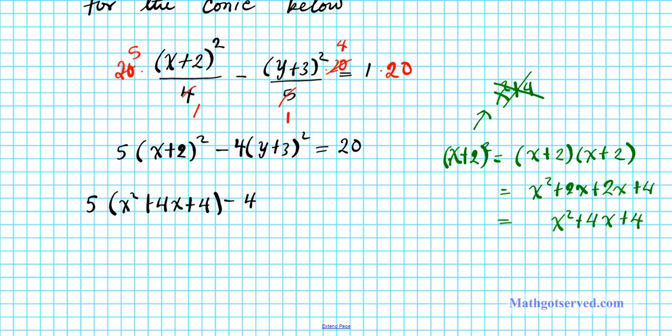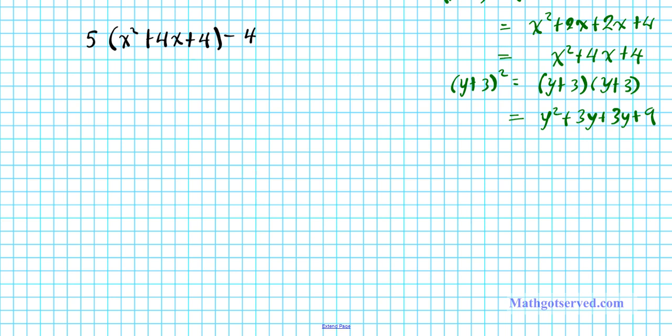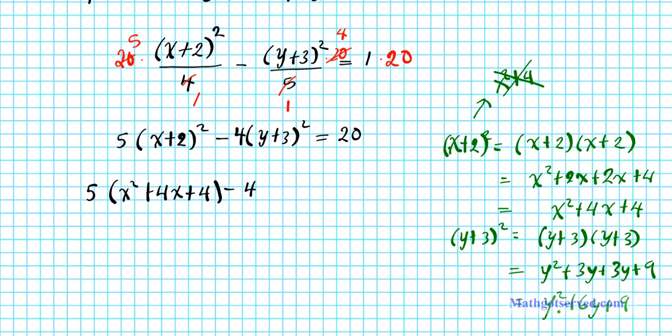And then the same story here, the (y plus 3) squared. Let's figure out what that is. (y plus 3) squared is y plus 3 times y plus 3. If you expand that, you have y squared plus 3y plus 3y plus 9. Okay? And then if you combine like terms in the center, you have y squared plus 6y plus 9. So that goes in the center. So that gives us y squared plus 6y plus 9 equals 20.